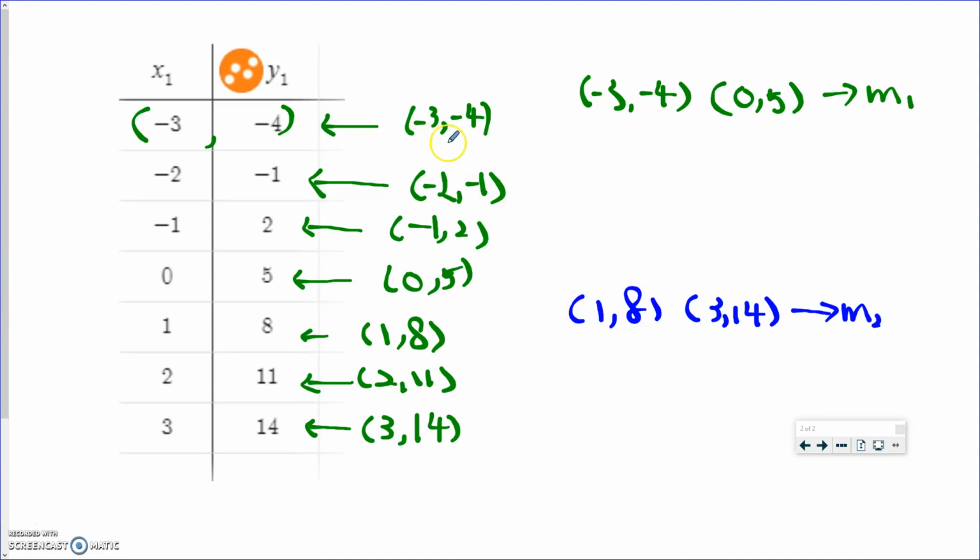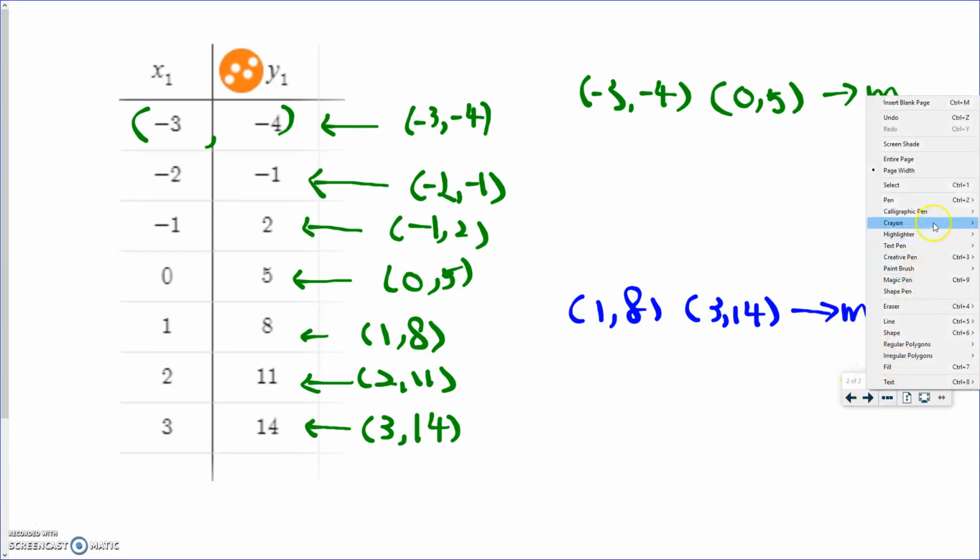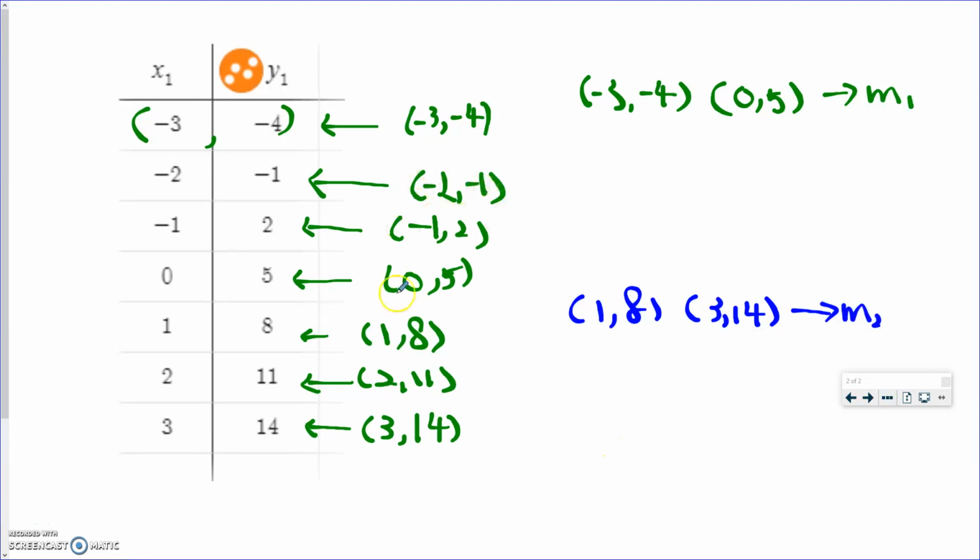Because we may pick something very different. I may really dislike negative numbers and not want to pick this set. I may just want to pick (0, 5) and (1, 8). Another student may say (0, 5) and (1, 8). So let's do a third one. What I want to show you by the end of this is that it doesn't matter what you pick, under one condition. I do have to talk about that condition though. Under that condition, your answer is going to be the same. The rate of change is going to be the same.